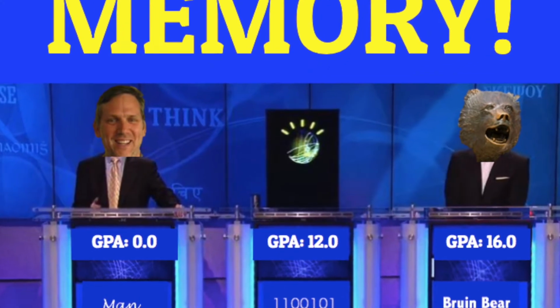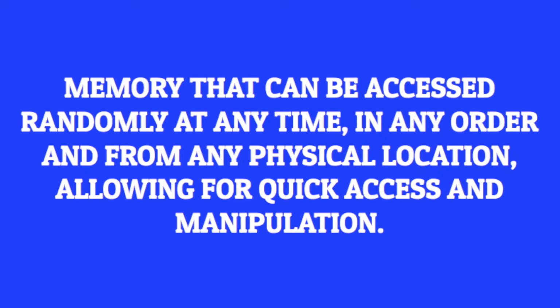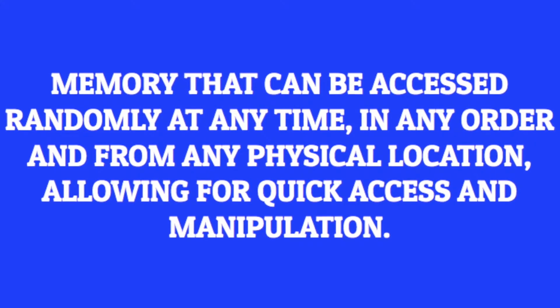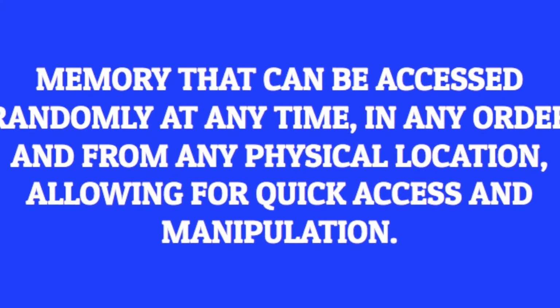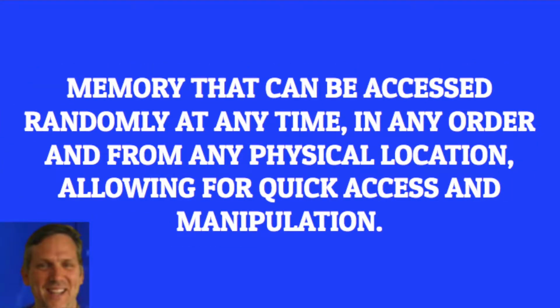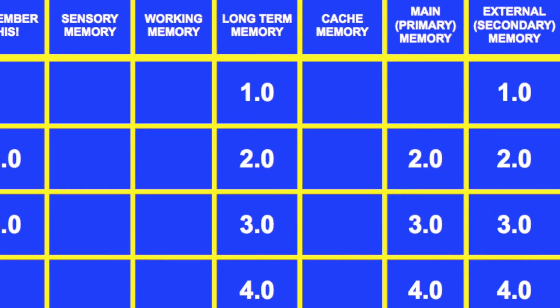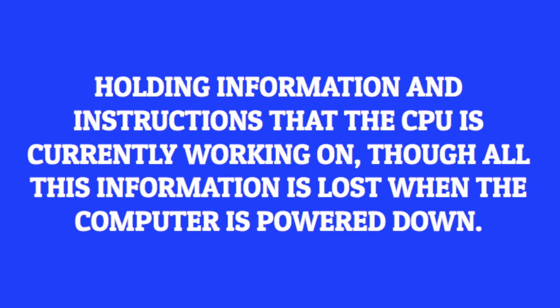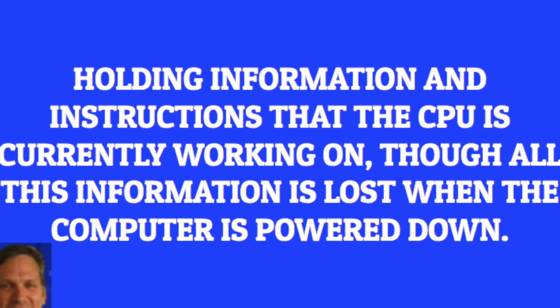Main memory 1.0. Memory that can be accessed randomly at any time, in any order, and from any physical location, allowing for quick access and manipulation. What is random access memory? Main for 2.0. Holding information and instructions that the CPU is currently working on, though all of this information is lost when the computer is powered down. What is the purpose of primary memory?